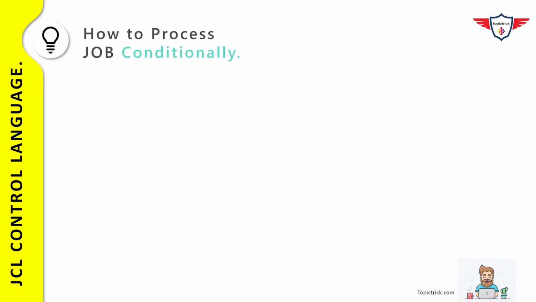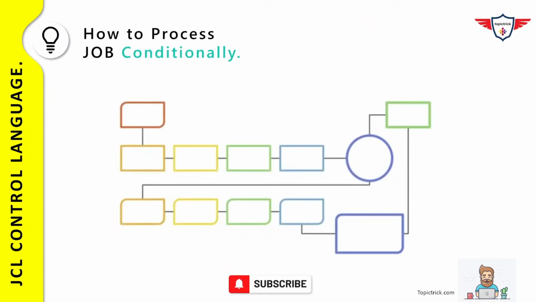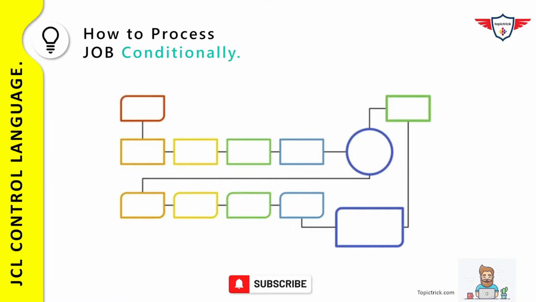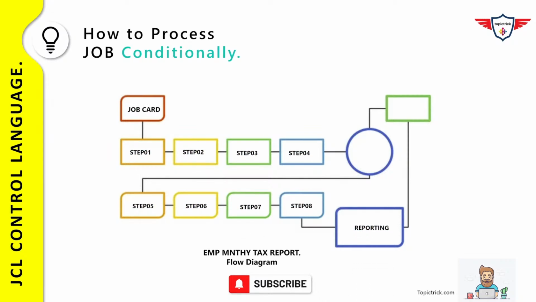Now the next topic is very important from the programmer's perspective, and at the same time it's a bit confusing. So let's try to understand how you can use the JCL condition parameter and the JCL if then else statement to process a mainframe job conditionally. The following example is a graphical representation of a job. This job includes 9 different steps, and each step is performing a specific task to produce a monthly tax report.